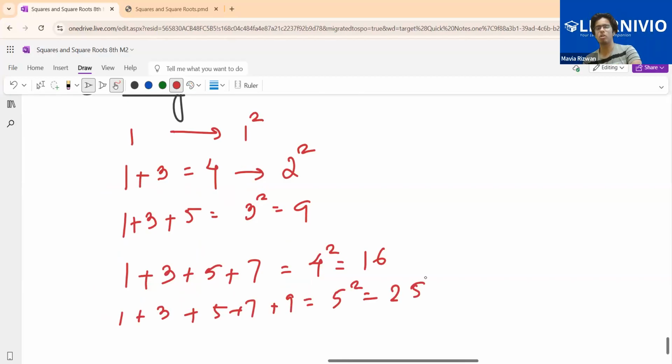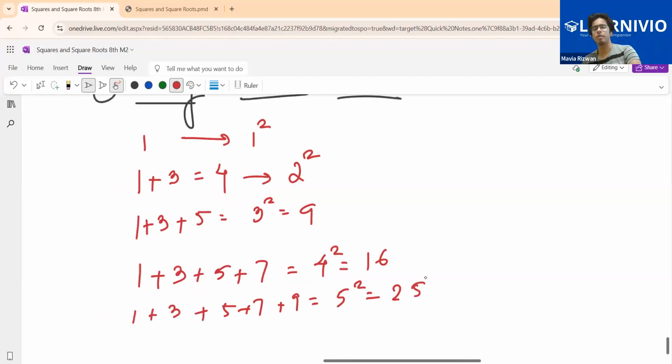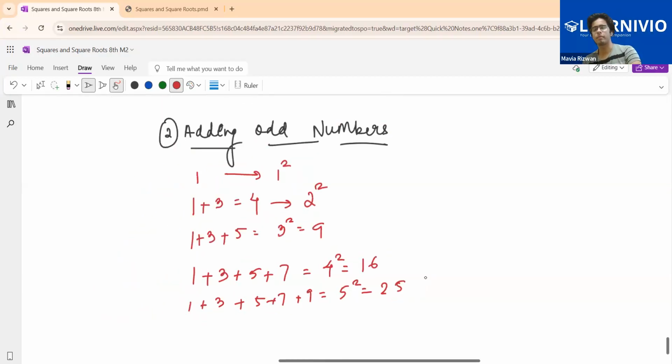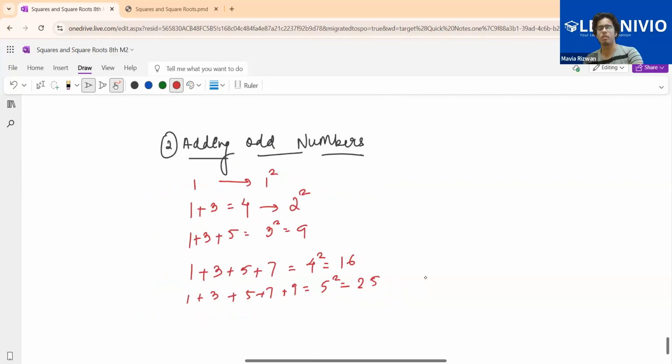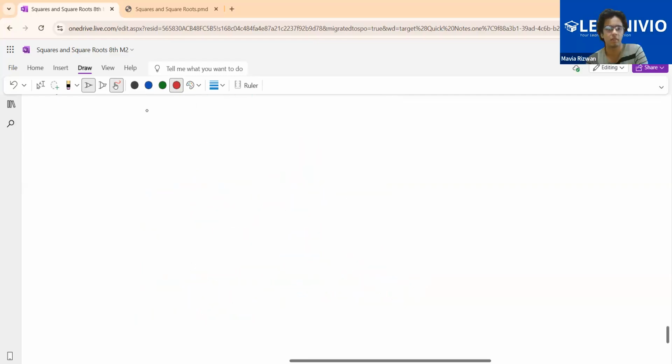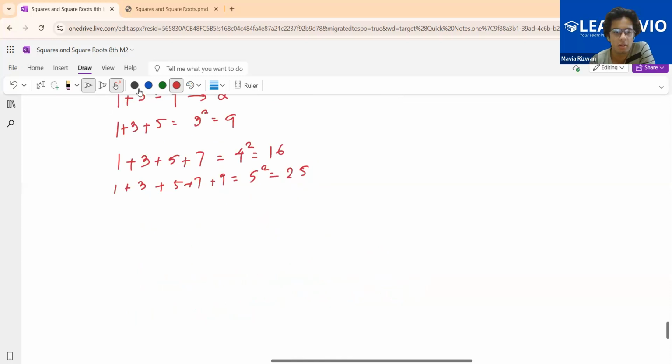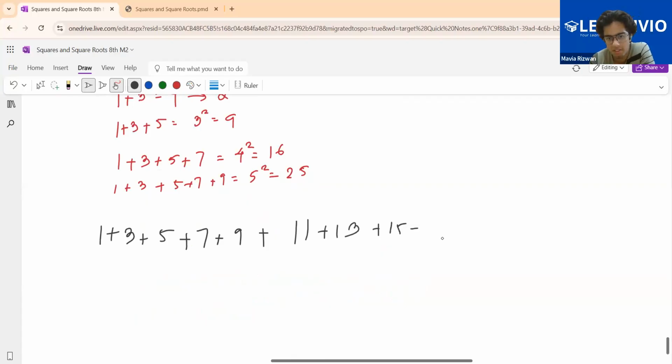Okay, so now suppose I have, let's say, 1 plus 3 plus 5 plus 7 plus 9 plus 11 plus 13 plus 15 plus 17. Can you tell me without even adding, what is the sum of it? What is the answer for it?